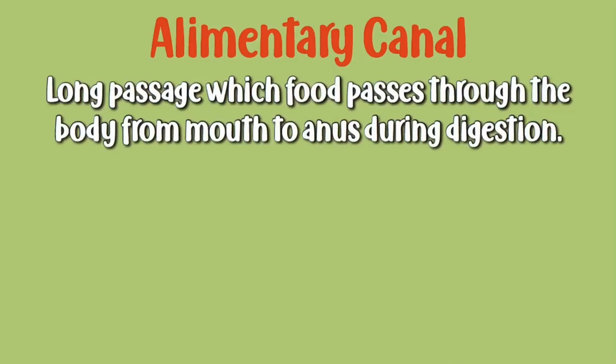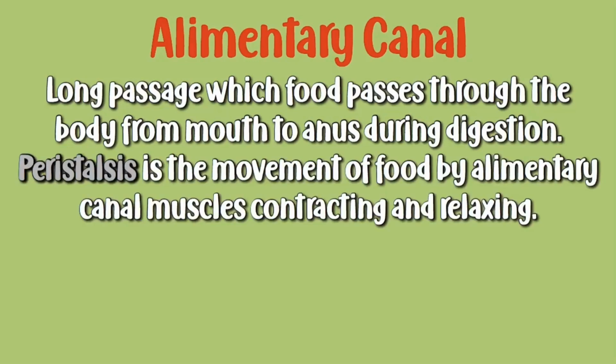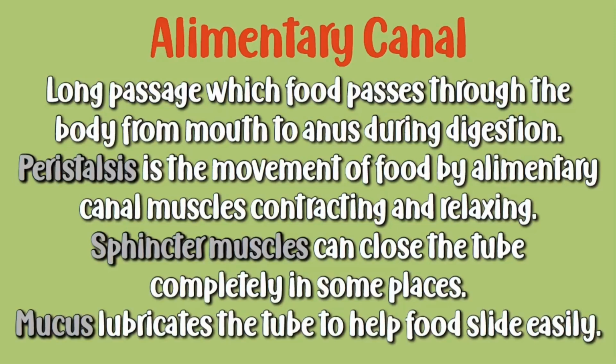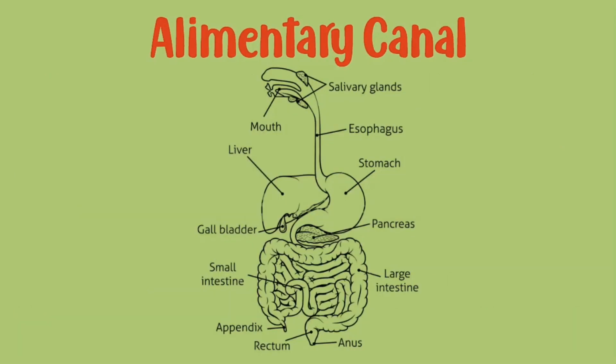Moving on to alimentary canal, which is a long passage which food passes through the body from mouth to anus during digestion. So peristalsis is the movement of food by alimentary canal muscles contracting and relaxing. The sphincter muscles can close the tube completely in some places, and mucus lubricates the tube to help food slide down easily. So here's a diagram of the alimentary canal, and today we'll be focusing on the mouth, esophagus, stomach, small intestine, and large intestine.